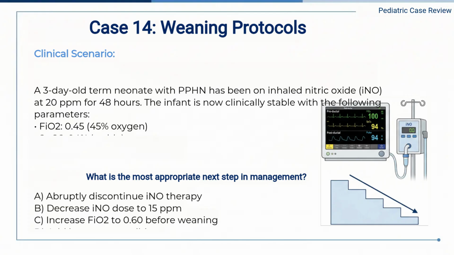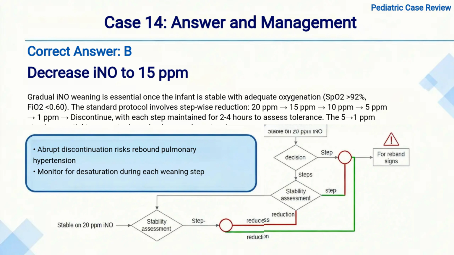Option A, abruptly discontinue inhaled nitric oxide therapy. Option B, decrease inhaled nitric oxide dose to 15 parts per million. Option C, increase inspired oxygen fraction to 60% before weaning. Option D, add intravenous milrinone. The correct answer is option B, decrease inhaled nitric oxide to 15 parts per million.